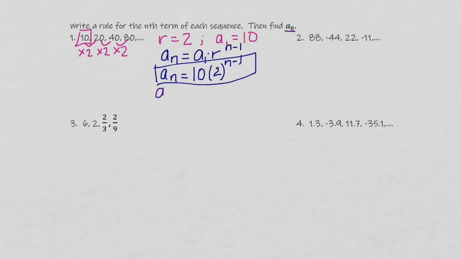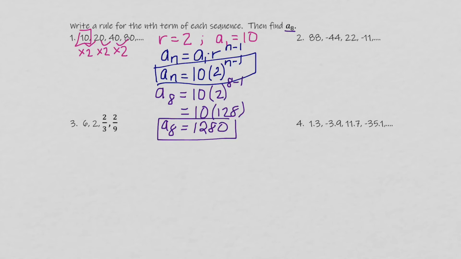What that's asking me is, what is the value of the 8th term? So to do that, I'm going to do 10 times 2 to the 8 minus 1, so to the 7th power. I'd probably type that all in my calculator. So 2 to the 7th power is 128. So 10 times 128. The 8th term value is 1,280. Not so bad.